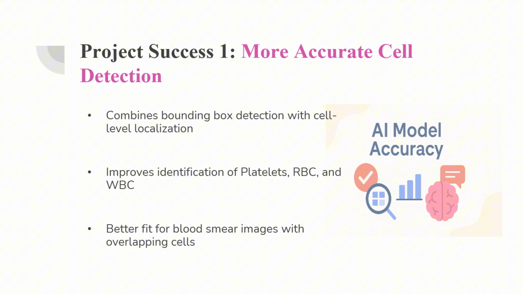Our first project success is more accurate cell detection. The model combines bounding box detection with cell-level localization, so it can identify both where each cell is and what type it is. This is important because blood smear images can be complex, with cells overlapping or appearing very close together. By detecting individual cells, the system can better identify platelets, red blood cells, and white blood cells, and produce clear results for the later FHIR workflow.